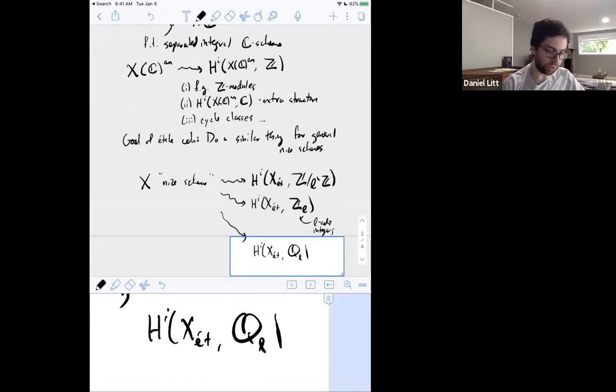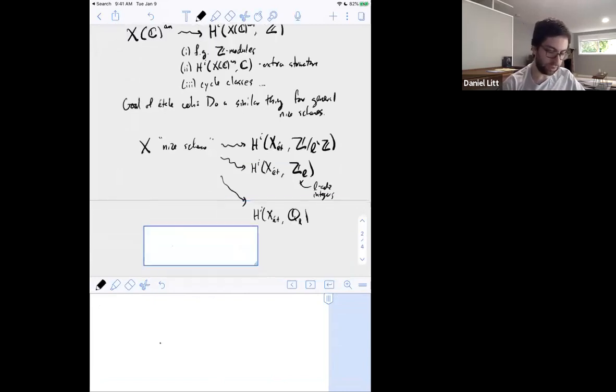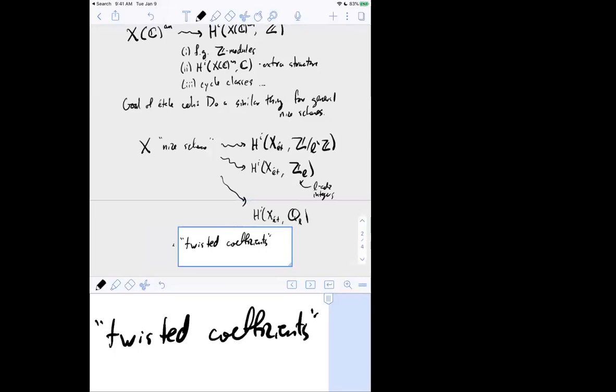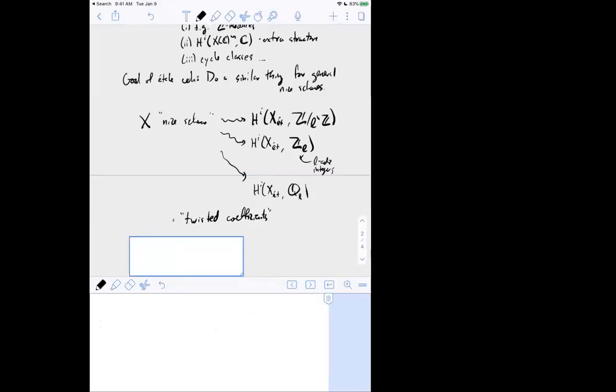Okay, and then there's also other things you can do. You can take cohomology with coefficients in a twisted coefficient system. If you're familiar with singular cohomology with twisted coefficients, there's an analog of that in étale cohomology, and that'll be really crucial. Okay, and so what kind of schemes are nice schemes?